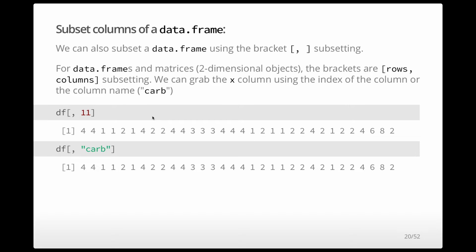So if we want to grab the 11th column, that's one way we can do it. But what if the 11th column changed? Somebody gave us our data set in a different way. We didn't know that we wanted the 11th column, but we knew we wanted the carb column. We can do it this way: df, all the rows, comma, the carb column. Okay? So that is two ways you can pick off one column.